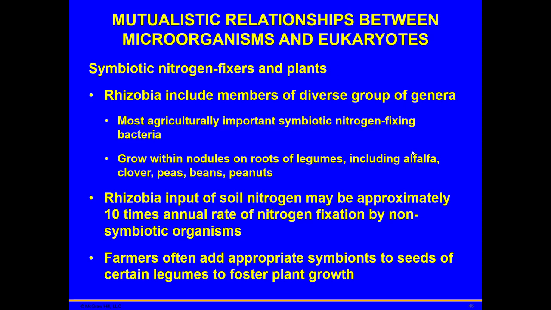Now, rhizobia input of soil nitrogen may be approximately 10 times the annual rate of nitrogen fixation of non-symbiotic organisms. Farmers often add appropriate symbiotes to seeds of certain legumes to foster plant growth. It's also seen with alfalfa and clover because both of those can help add nitrogen to the soil. So a farmer will take a particular rhizobium that's set for alfalfa or for clover, inoculate it, put it into the field, and what you get is a much greater increase in the formation of organic nitrogen that when it's plowed in, you have much more fertile fields.